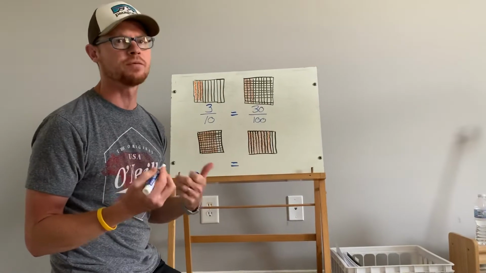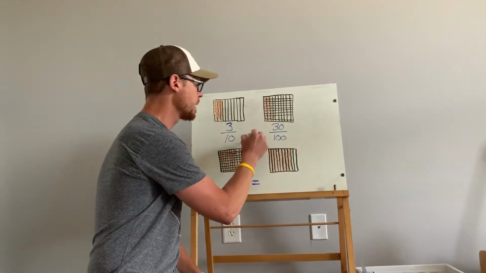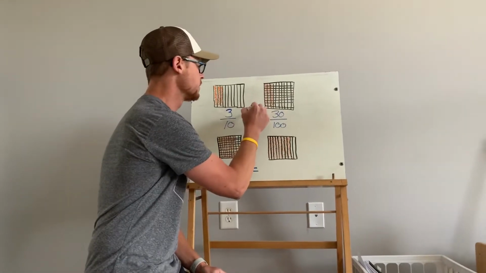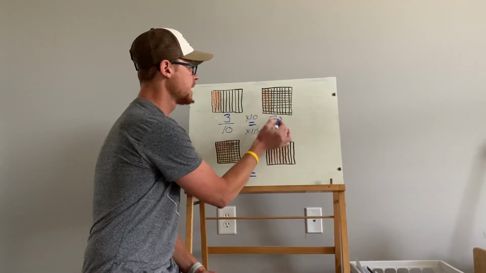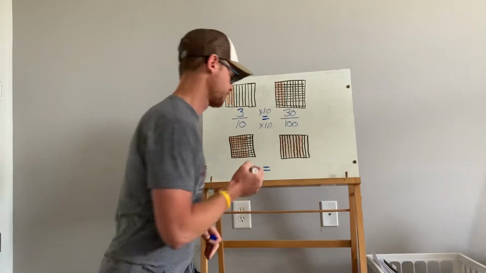We practice making equivalent fractions by multiplying the top and the bottom by the same number, and we know that to get from 10 to 100, we multiply by 10. Whatever we do to the top, we do to the bottom. So 10 times 10 equals 100, 3 times 10 equals 30. Basically we're adding a 0 to the numerator and the denominator.